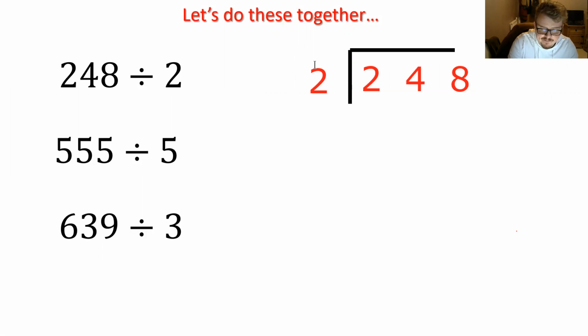So I've set it up now, and now all I have to do is use a 2 times table and find out how many times 2 goes into each digit. So start with the first one. 2 goes into 2 just once, doesn't it? It's the first number in the 2 times table.